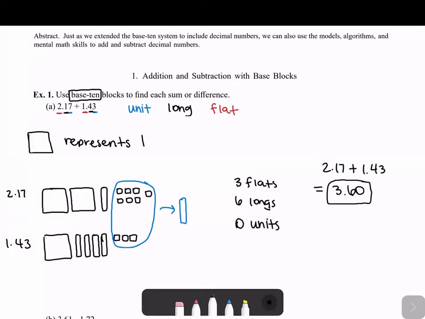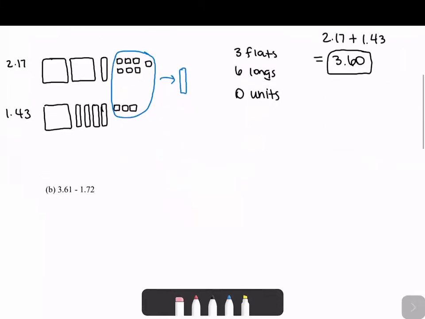Remember, as we talked about at the very end of the section 7.1 videos, we could represent this as 3.6 because we didn't have any units, so you don't necessarily need to account for them. So this could be written as 3.6. So 3 and 6 tenths is the same thing as 3 and 60 hundredths. Okay, now let's talk about subtraction using the base blocks.